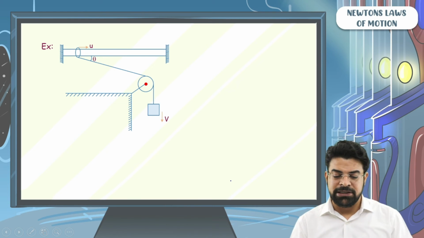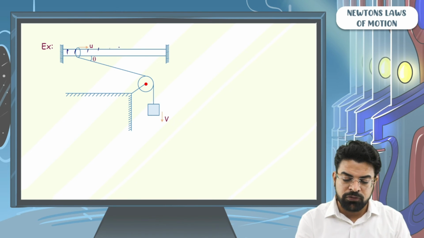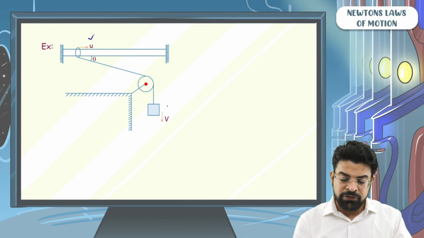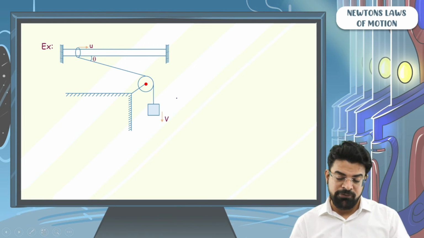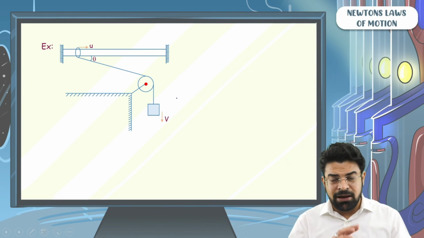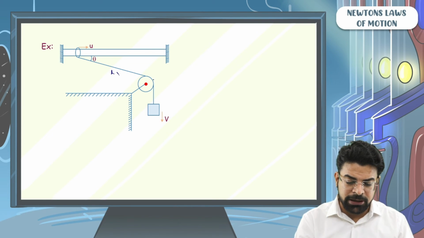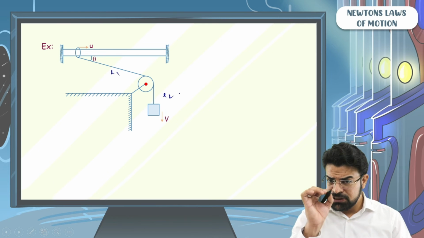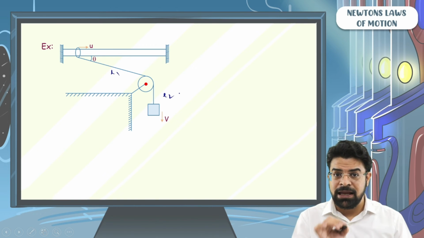Now in this case, there is a horizontal rod fixed. Over the rod we have a ring going horizontally with a speed u. We need to find the relationship between u and v. How to do it? It's very easy. Assume the lengths to be L1, L2 and just focus on lengths L1, L2.